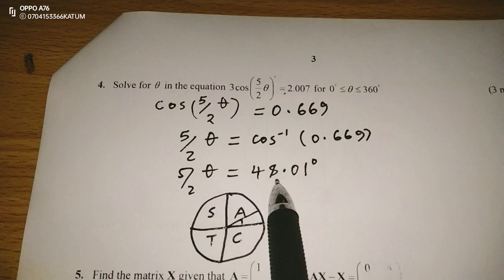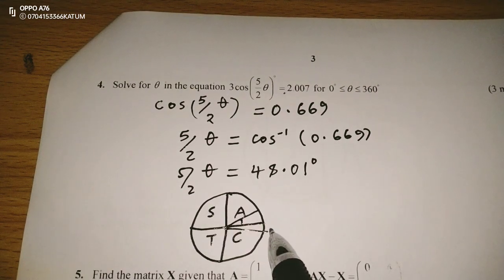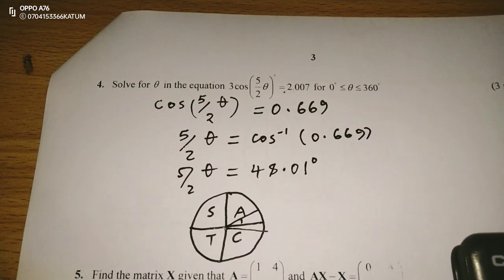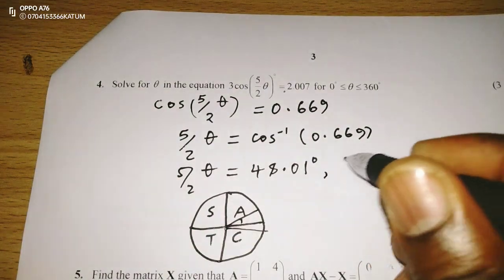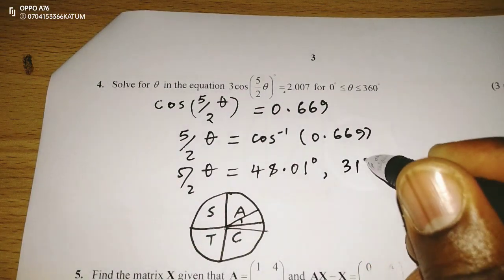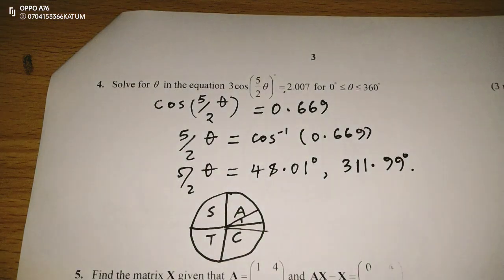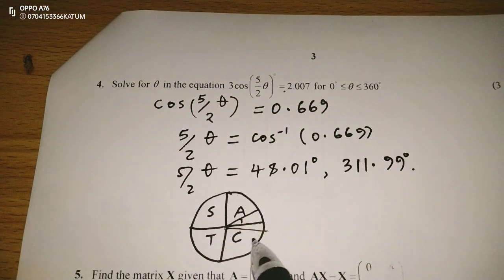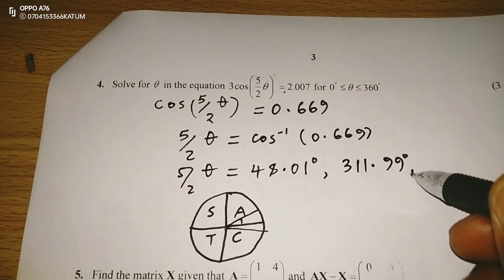An angle of 48.01 in the fourth quadrant means we will take 360 and subtract that angle, which gives 311.99. So the other angle will be 311.99 degrees, the other angle whose cosine is equivalent to this and lies in the fourth quadrant. So that is the first two angles.